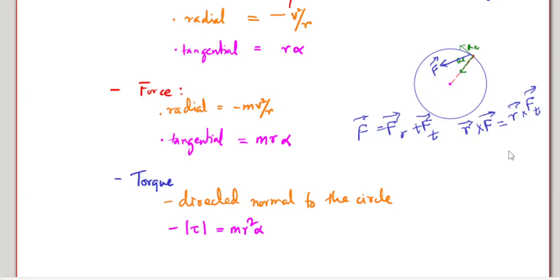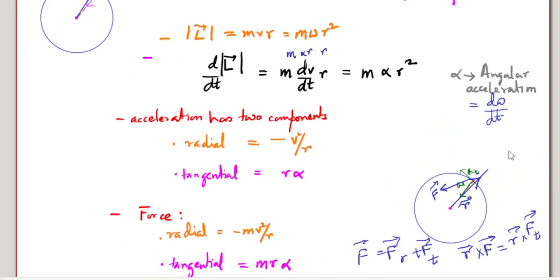And since it's r cross F, this vector r crossed with the vector F, it's also directed normal to the plane containing r and F, which is the same as the plane of the circle. And you can easily figure out using the right hand rule that the sense is the same as the sense of the angular momentum. And what about the magnitude of the torque? We have just shown it's m r square alpha. And just a while ago, we had proven the rate at which the angular momentum's magnitude changes is also given by m alpha r square, exactly the same quantity.